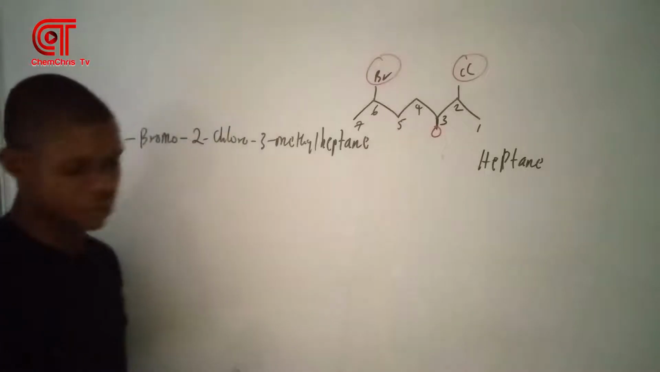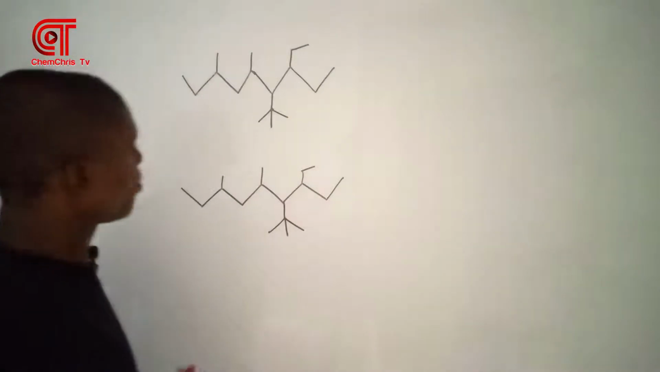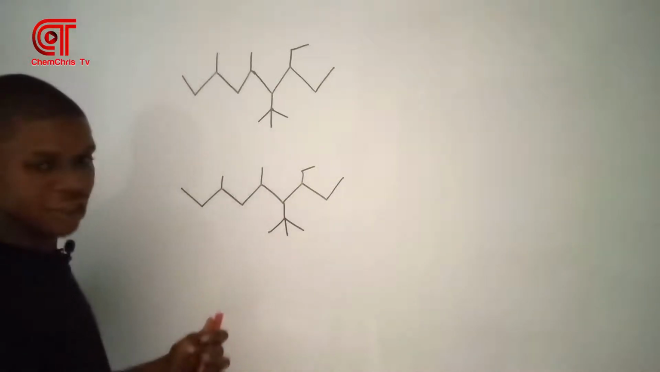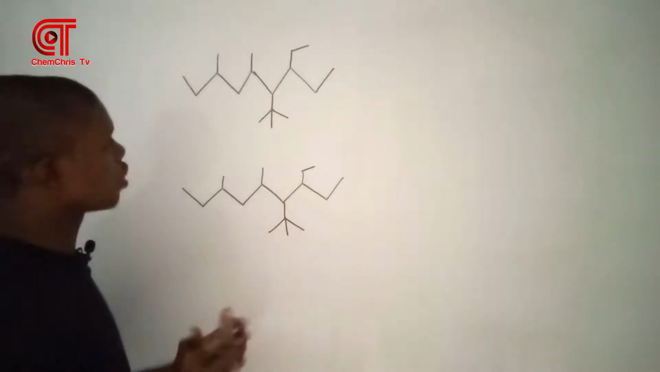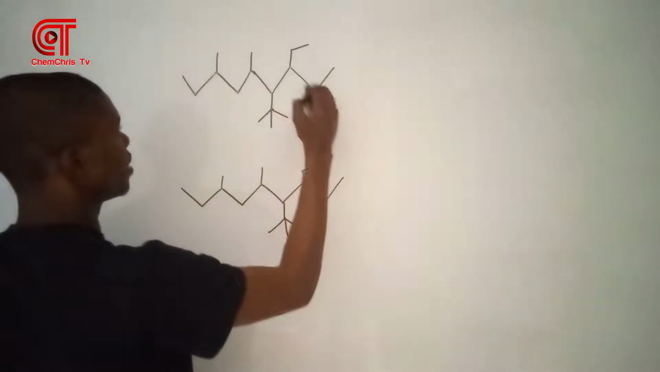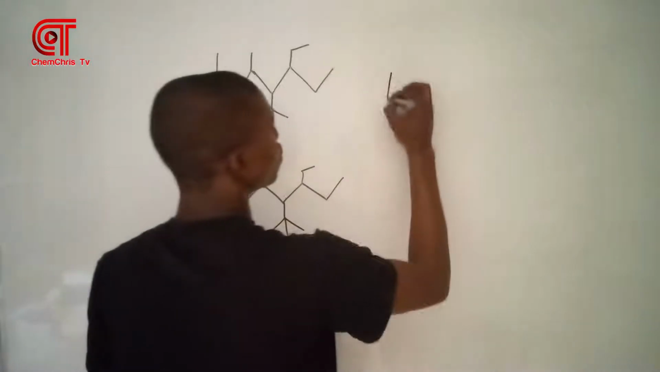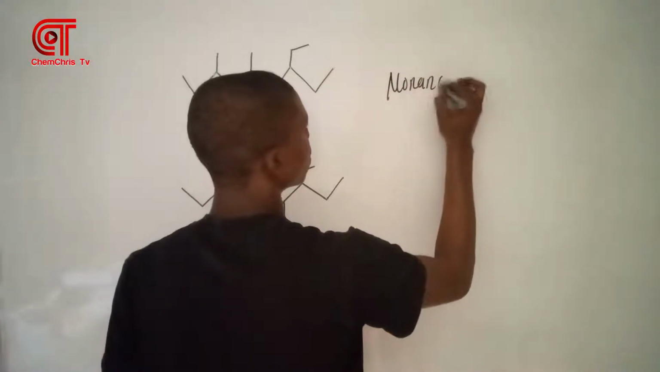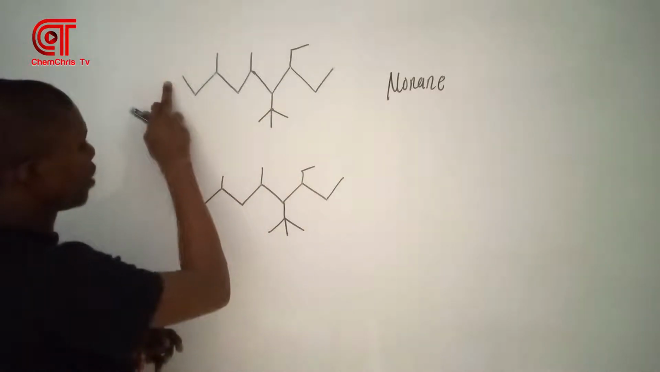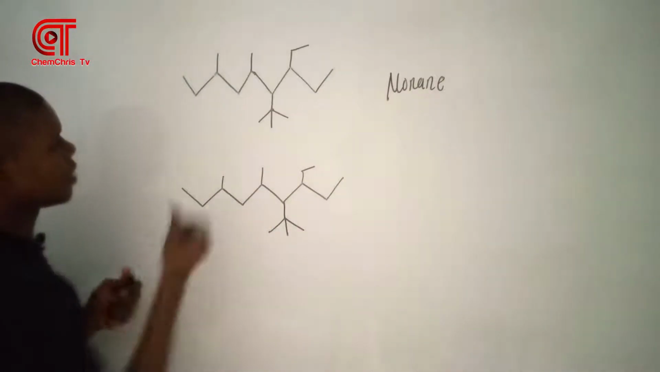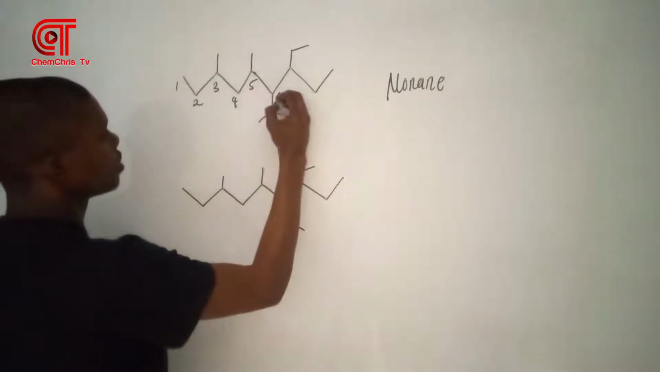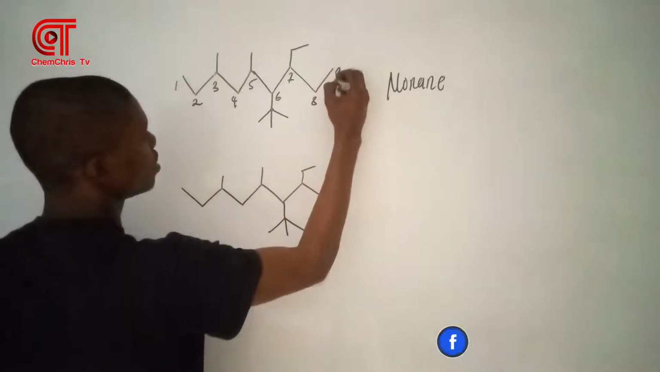Now let's look at another one. Now let's name this compound here. I created it so that I can actually name from both directions. So you take the longest continuous carbon chain. Of course, here it is going to be 1, 2, 3, 4, 5, 6, 7, 8, 9. Nonane is the parent name. There are two ways: I can either start my numbering from here or start from here. So if I start from here, 1, 2, 3, 4, 5, 6, 7, 8, 9.